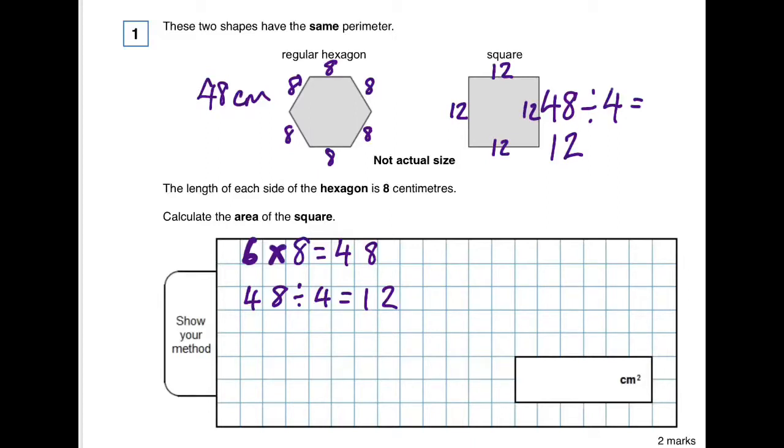Then we're being asked to work out the area of the square. So we know that area is worked out by timesing the length by the width. So we need to do 12 times 12. Have a go at working that out for yourself. You can pause the video. Okay, hopefully you should know what 12 times 12 is without working it out, because if you're practicing your times tables, which I'm hoping that you are, you would know that 12 times 12 is 144. And that is our answer, 144 centimetres squared.